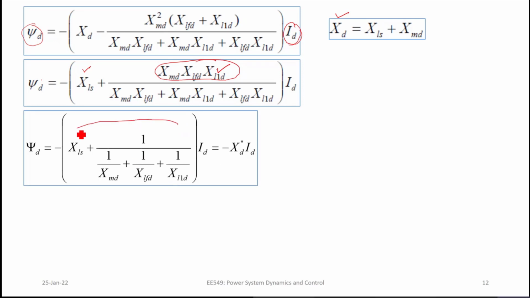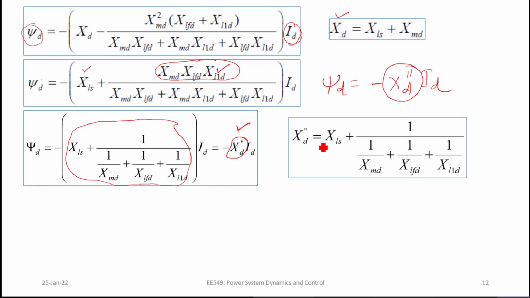Now this whole term, if I represent through a parameter known as xd double dash, then this xd double dash will be known as the synchronous subtransient reactance. So your psi d, I can write as minus xd double dash id, where psi d is the flux linkage. This is your expression for xd double dash. So your xd double dash will become equal to xls plus 1 by (1 upon xmd plus 1 upon xlfd plus 1 upon xl1d).